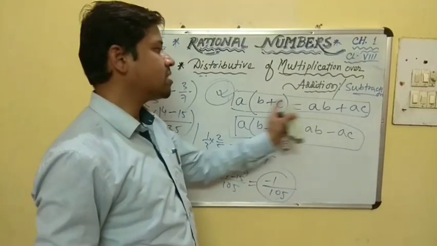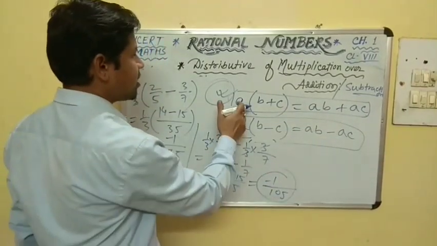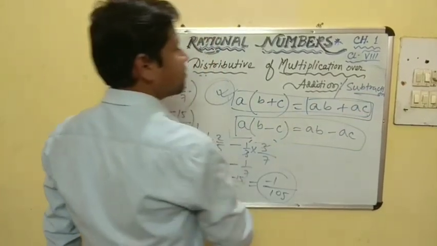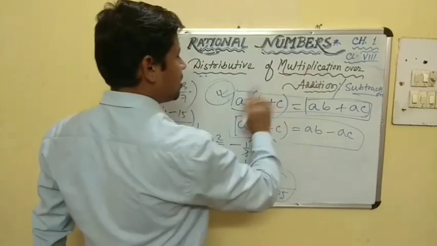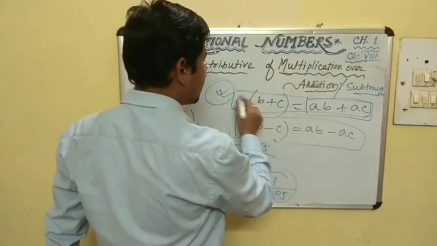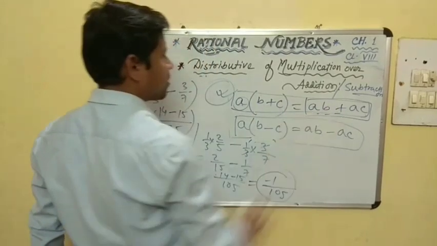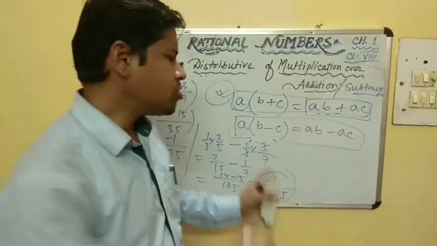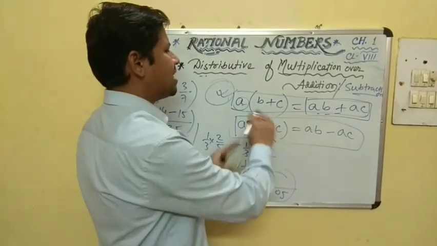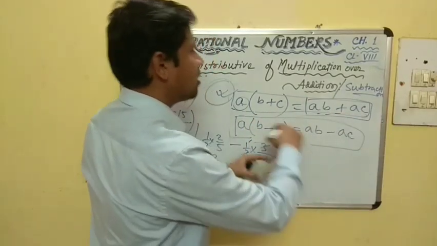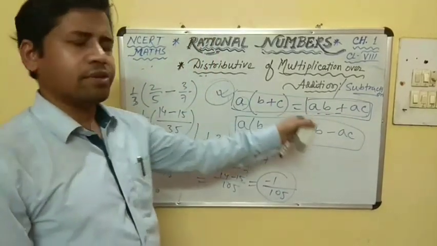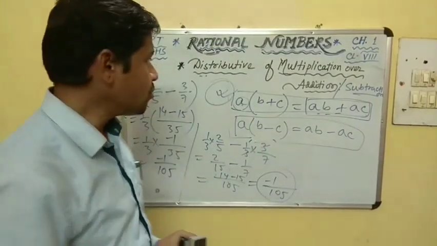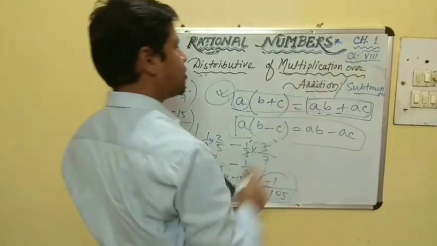We have to keep in mind, if A, B, C are three rational numbers, then A times B plus C gives AB plus AC. Because multiplication is over addition, A is distributed between B and C. If there are any more numbers, A will distribute among them also. If suppose B plus C plus D, then AB plus AC plus AD; A is distributed between two, or among more than two. So I think it is clear for the distributive property of multiplication over addition.